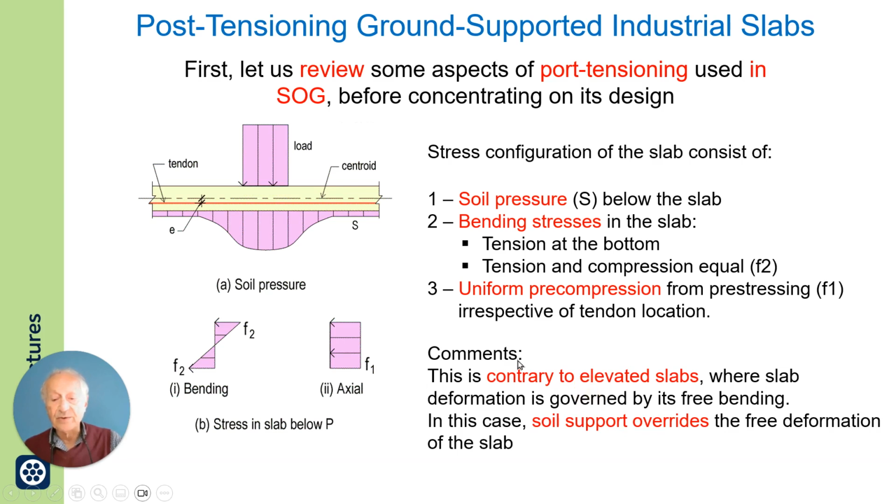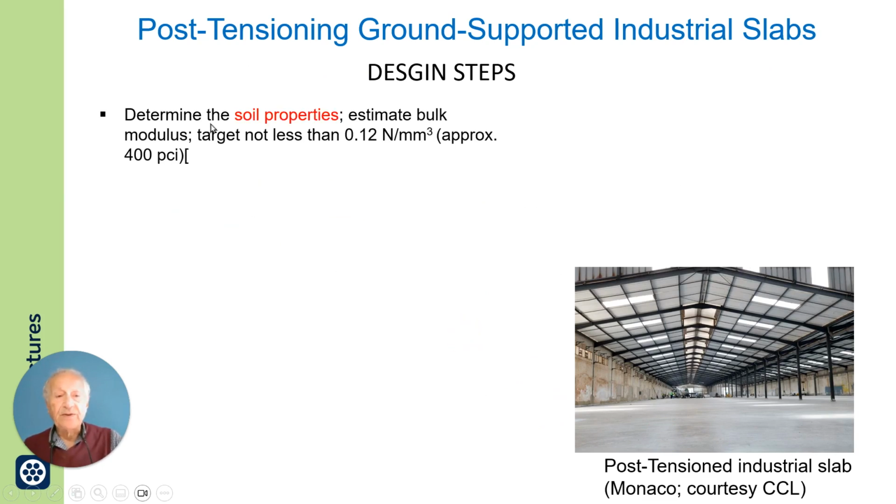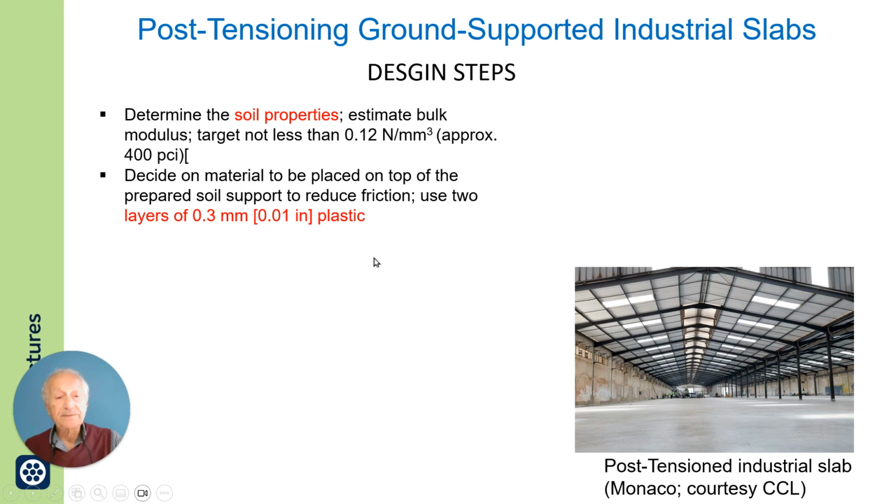Good. This is something which we discussed. In this case, good. Let us go to design steps. The first step is the soil property. And the soil properties, when well done, well prepared, is a target of about 400 pounds per cubic inch for its bulk modulus, or this amount in SI.